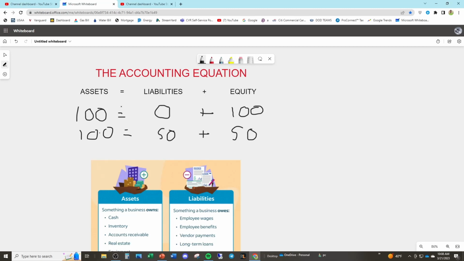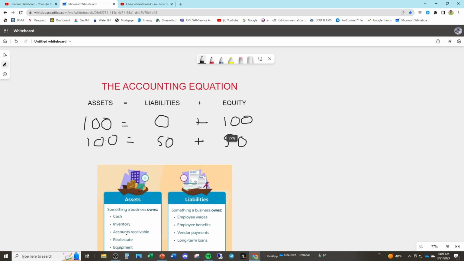Now, to explore more why assets always equal liabilities plus equity, there's two ways. Well, really, there's three, but there's two obviously main ways that assets come into a business. A company can either buy assets by borrowing money. Let's say a company wants to buy some real estate. How would they buy real estate? Well, they could do it with cash, which would just be a swap out of assets because you would have cash go down and then you would have real estate go up.